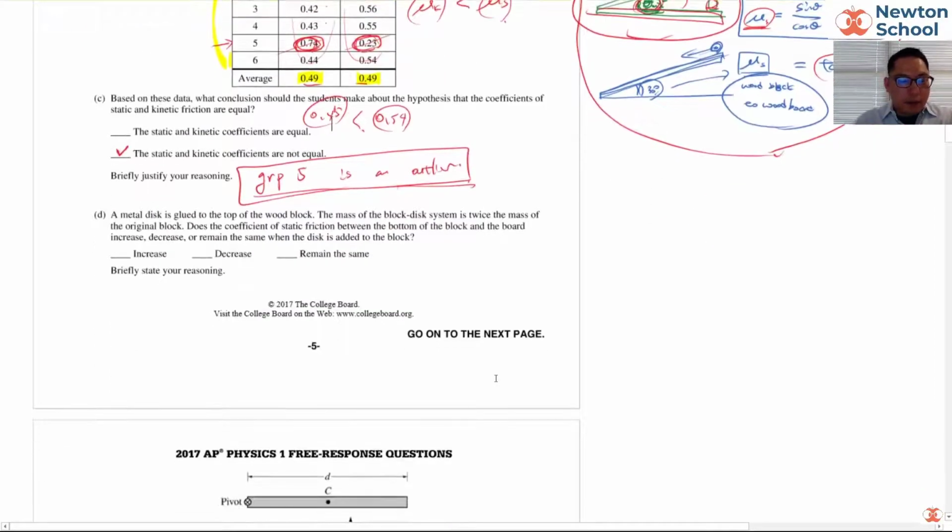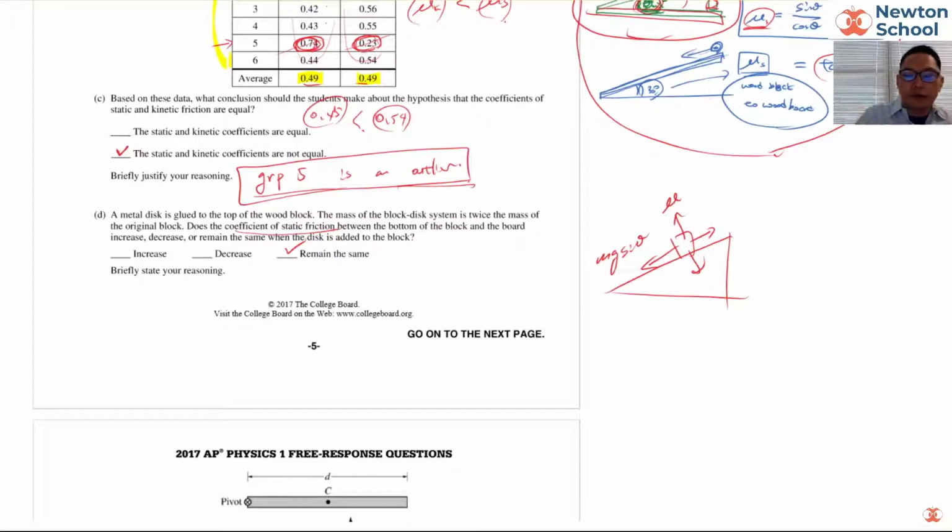Now a metal disc is glued to the top of the wood block. The mass of the block disc system is twice the mass. So does the mass make a difference to mu s, right? It's not going to change because once again, this mu s came from, okay, I'm going to rewrite one more time, mg sine theta, and force of friction, and normal force was mg cos theta, right? So normal force is mg cos theta, and force of friction is mu mg cos theta because it's mu fn.